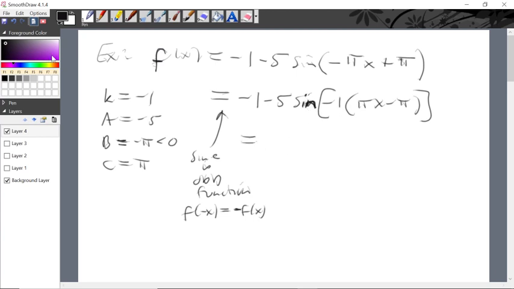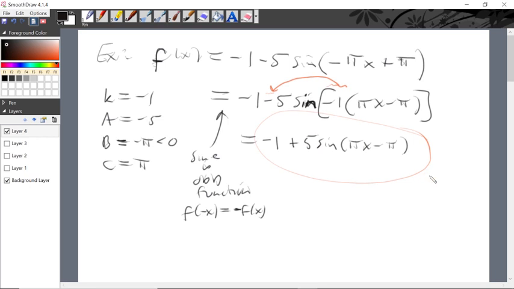Now, because this is an odd function, we can take this negative 1 right here and we can factor it out to right here. So it's going to multiply by the negative in front of the 5. Okay, so the function is rewritten as negative 1 plus 5 times the sine of, now the argument is pi x minus pi. Okay, and that describes the model after applying the odd symmetry.